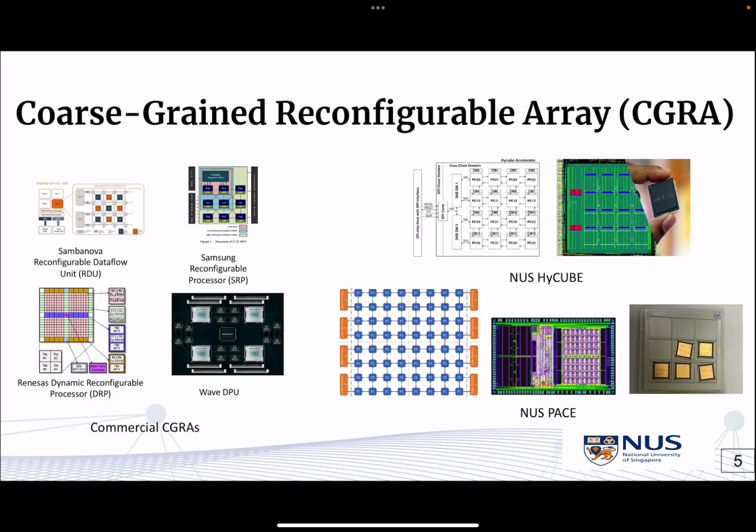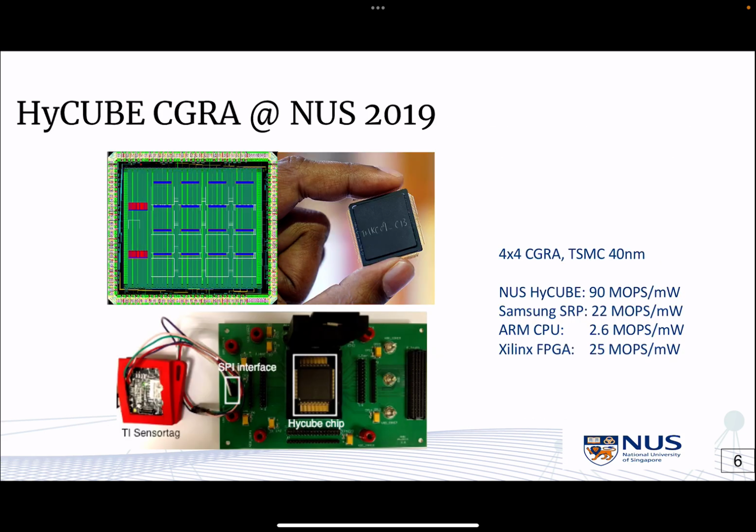There are many commercial CGRAs already available, like SambaNova and Samsung Reconfigurable Processor. If you have a Samsung phone, probably this SRP processor is in your phone as well. And Renesas as well as Wave GPU are all commercial CGRAs that are already available. And in academia, especially in NUS, we have already fabricated two CGRA chips, the HyCUBE chip in 2019, and the PACE chip, which we recently fabricated. I will go into a bit more detail about these accelerators.